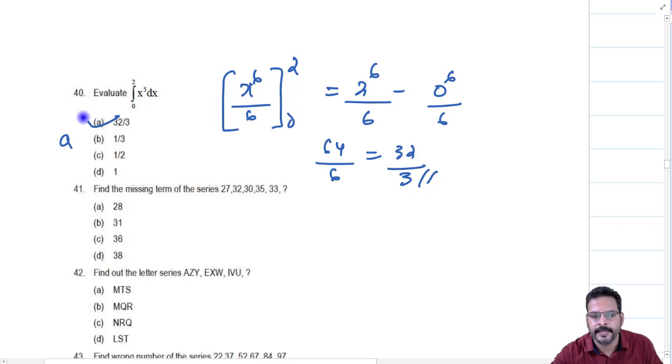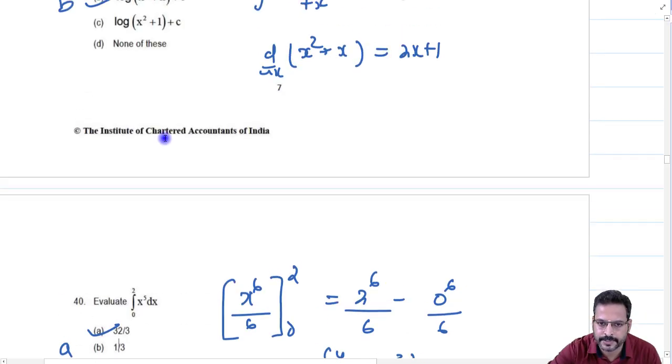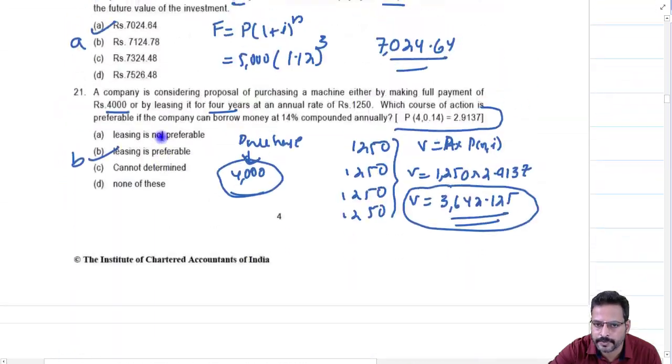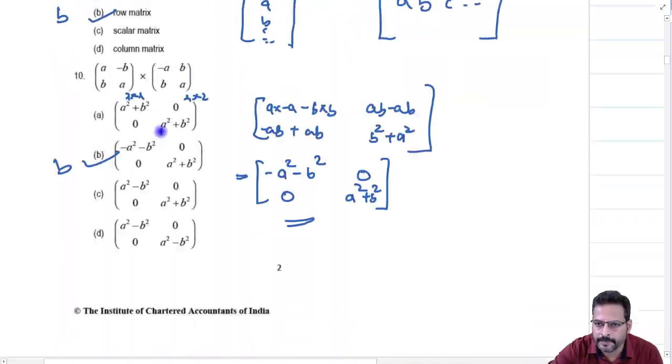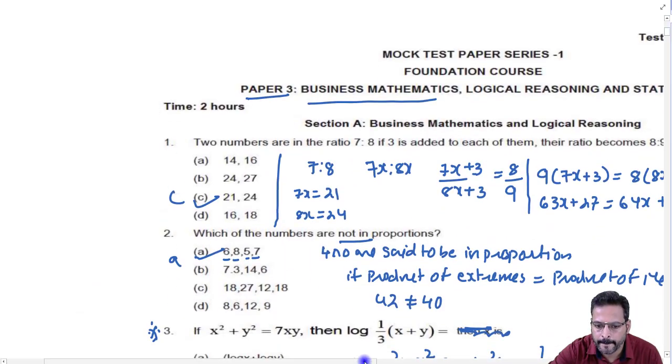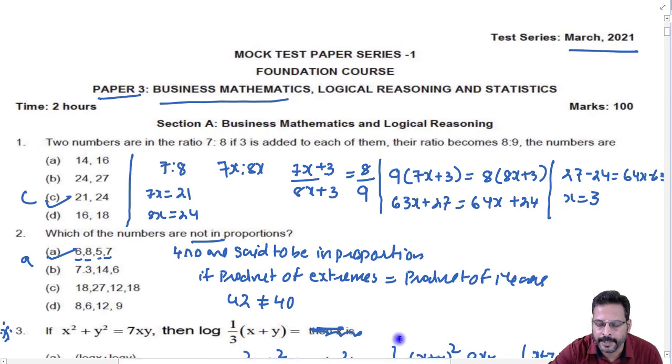Okay. These are the answers of the 40 questions of mock test paper series 1, March 21. Okay. So the remaining portion, the logical reasoning, that means the remaining 20 questions, will be discussed in the next section. Okay, thank you.